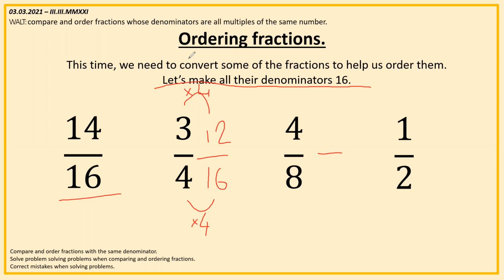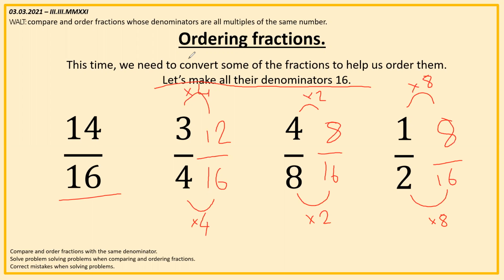How do we get from 8 to 16? We multiply by 2. So we do the same to our numerator. 4 times 2 is 8. And then how do we get from 2 to 16? We multiply it by 8. So we multiply our numerator by 8 as well, which would give us 8. So now we have got 4 fractions where we've got 16ths as our denominator.